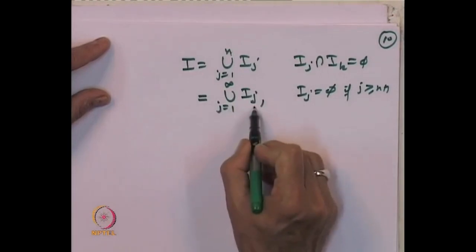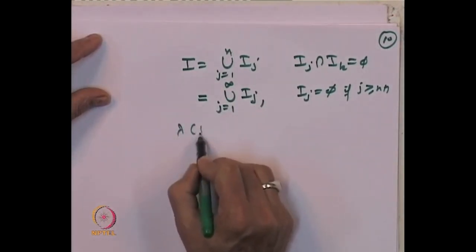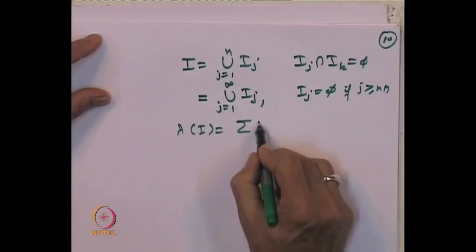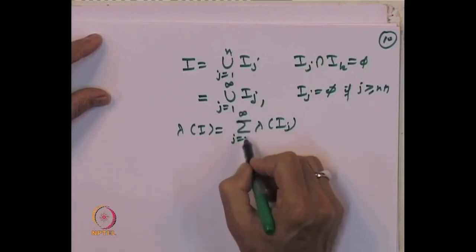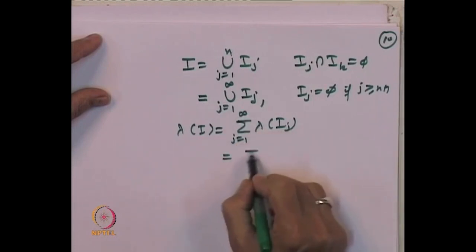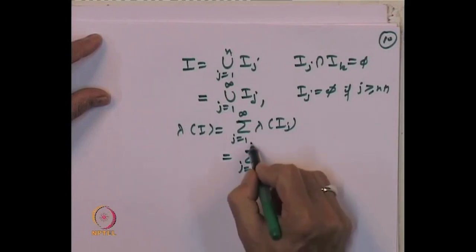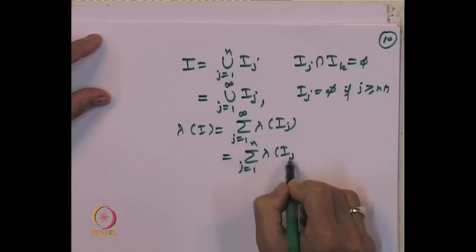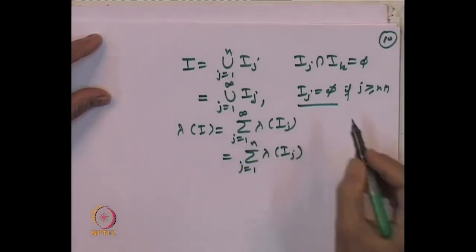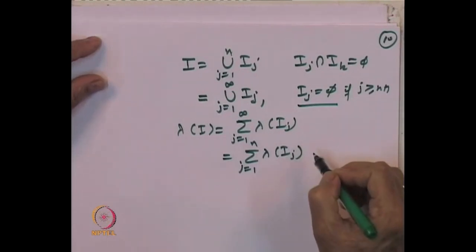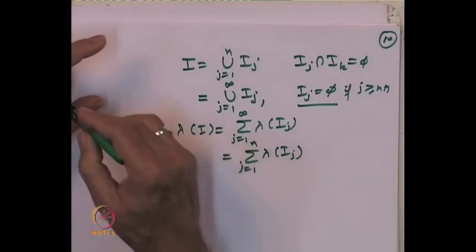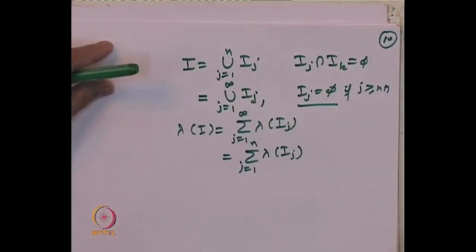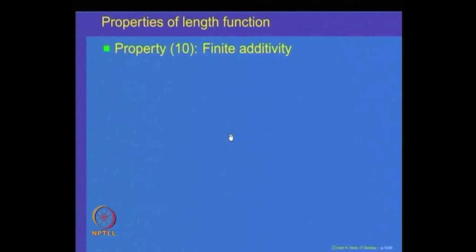So, then I is a countable disjoint union of intervals. So, length of I must be equal to the summation of length of I j by the countable additivity property, and that is the same as the summation j equal to 1 to n of length of I j, because from n plus 1 onwards they are empty, and so the length is equal to 0. So, countable additivity implies finite additivity whenever the length of the empty set I can put equal to 0.